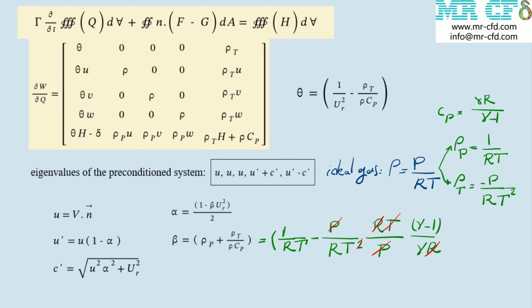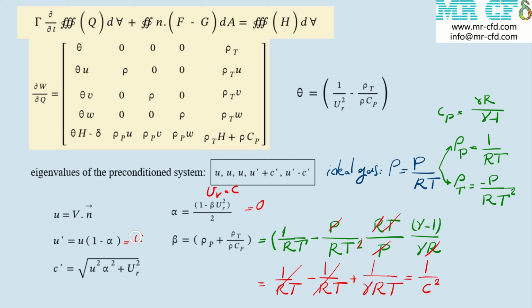We can perform some simplifications that lead to beta is equal to 1 divided by gamma RT. This is the inverse of the square of the speed of sound, c, in an ideal gas. Considering the speed of sound as the reference velocity, then alpha would be 0.